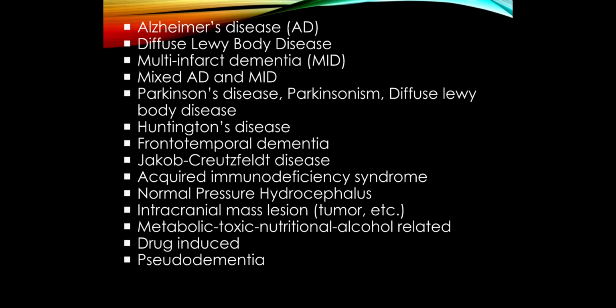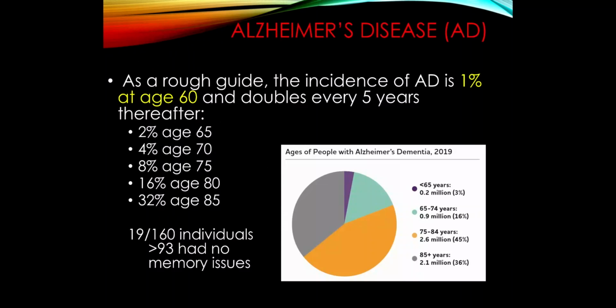Today's lecture, we're just going to focus on Alzheimer's dementia. And next time, we'll go over all of the mimics and things to consider in our differential. So Alzheimer's disease or Alzheimer's dementia is common, very common. And as a rough guide, we can say that the incidence of Alzheimer's is about 1% at age 60 and then doubles about every 5 years thereafter. So 2% at age 65, 4% at age 70, and so on.